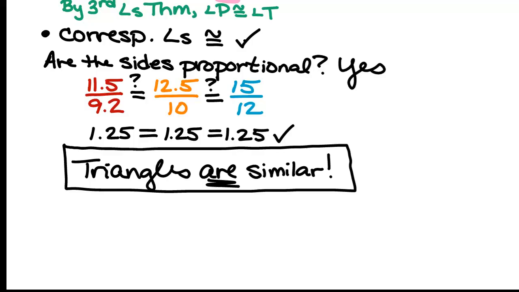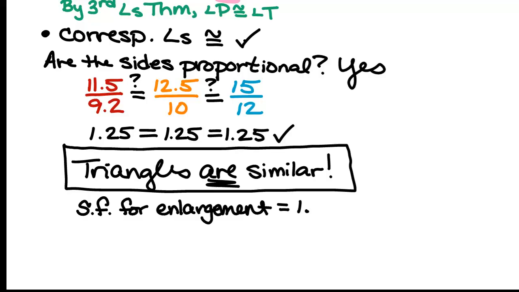Enlargement. If it's for a reduction, what does it have to start with? Has to be a 0 point something if it's a reduction. If it's anything other than a 0 point something, it's going to be an enlargement. So our scale factor for the enlargement is 1.25.